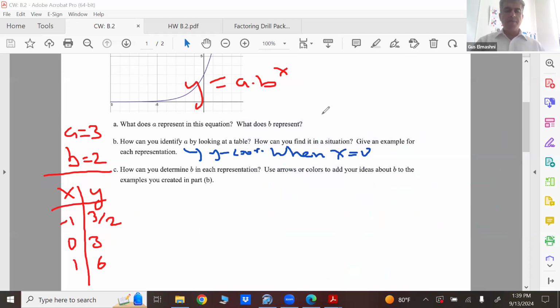Isn't that just the y-intercept? It is actually. Yeah, you're right. I didn't think of that last class. No one said that. Good job, Jimmy. Y-intercept. Yeah, it's the y-intercept also.